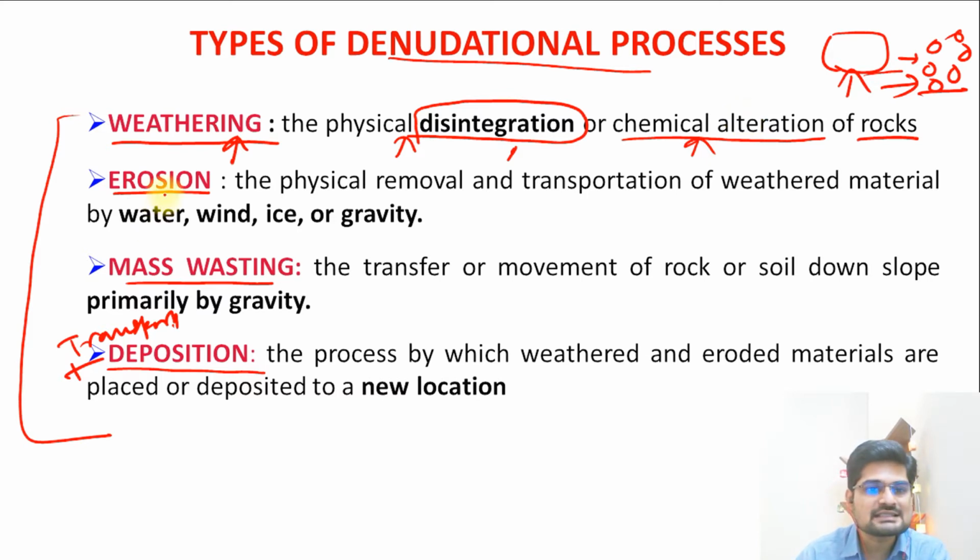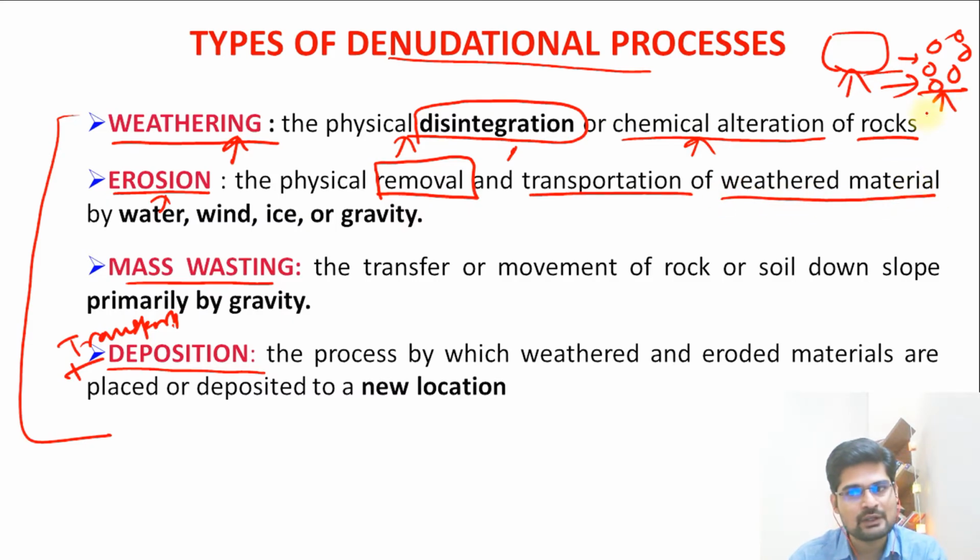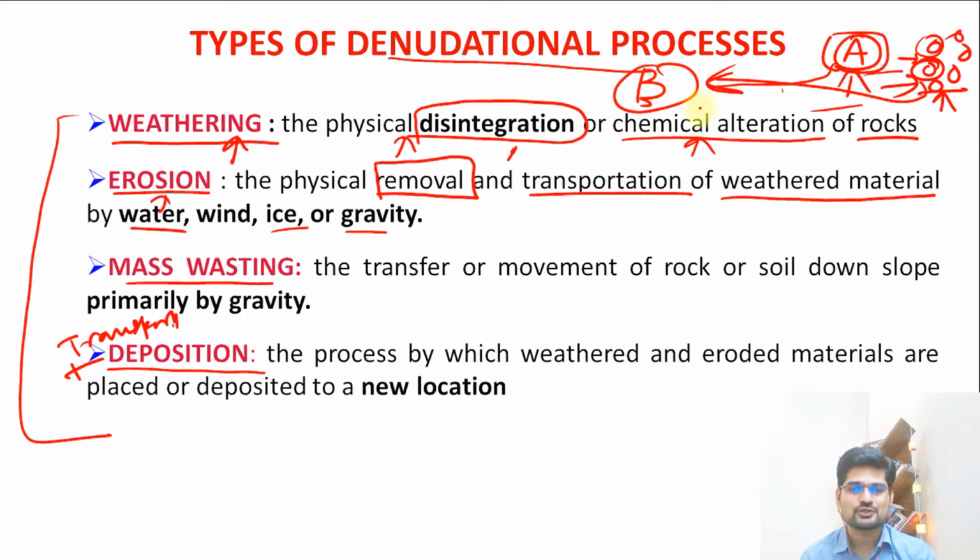Then erosion is the second thing. So what is this erosion? Erosion is basically the removal, the physical removal and transportation of weathered material. So now when this disintegration has happened, this material is now being removed by various agents like wind, water, ice or gravity. So when this is removed from its original position, suppose the original position was A and now it is being removed to position B, this is what is erosion. So if a place changes from A to B, then it is erosion. But if simply it weathers or simply it disintegrates, then it is weathering. So that is the significant difference between weathering and erosion.